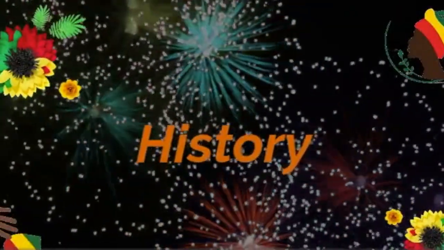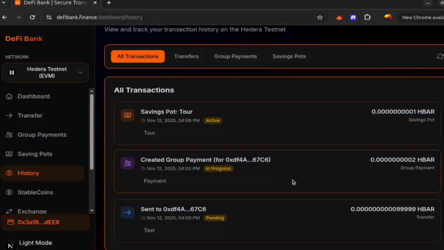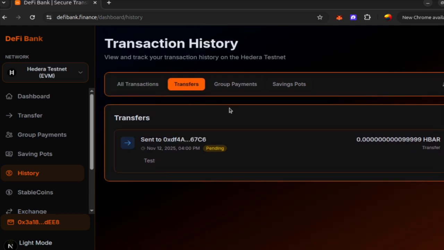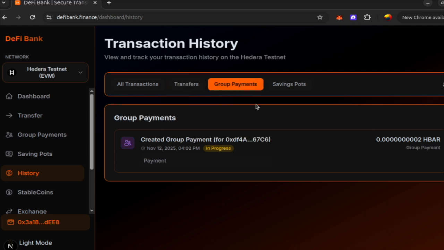History, where you track all transactions according to their categories, such as transfers, group payments, savings, pots, and so on.